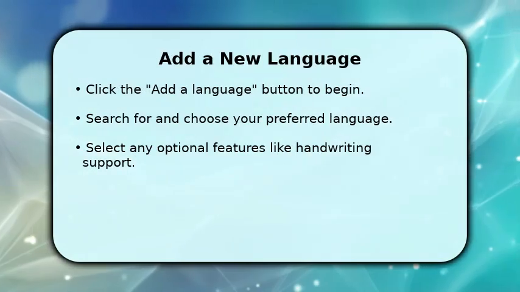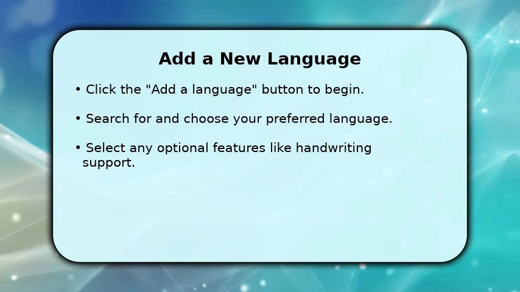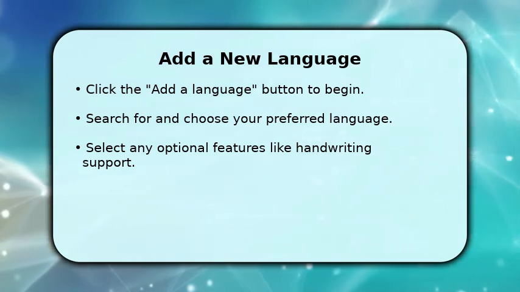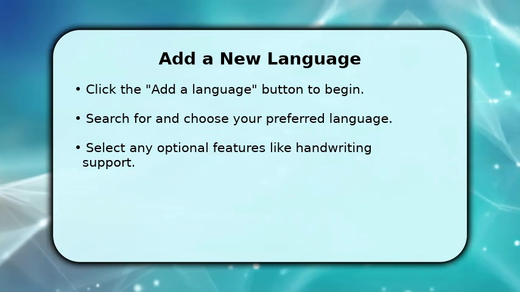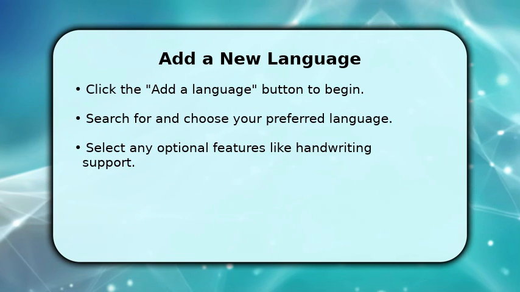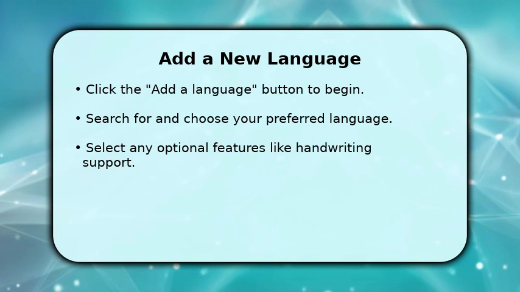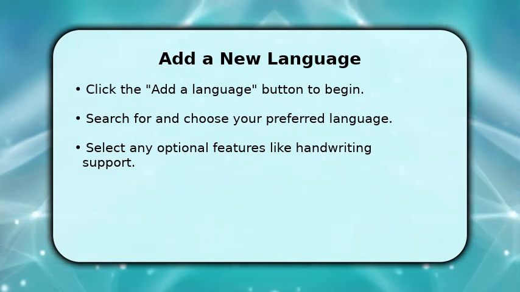Now that you are in the Language and Region settings, you will see an option to add a language. Click this button, and a list of available languages will appear. Search for the language you wish to add, for example, Spanish or French. After selecting it, you might see options for additional features like text-to-speech or handwriting. Choose what you need, then click Next and finally install to download the language pack.